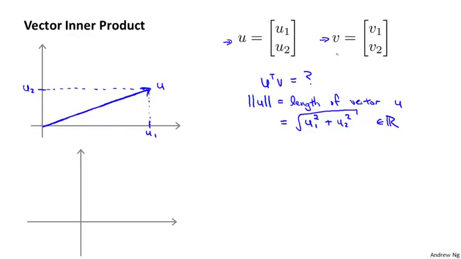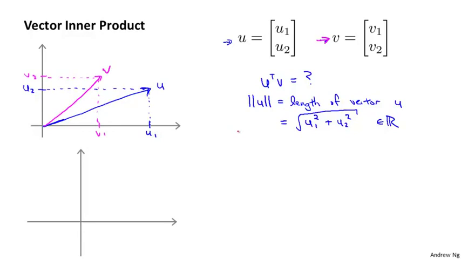Now, let's go back and look at the vector v, because we want to compute the inner product. So v will be some other vector with some value v1, v2, and so the vector v will look like that. So we're going to draw v like so. Now, let's go back and look at how to compute the inner product between u and v. Here's how you can do it.